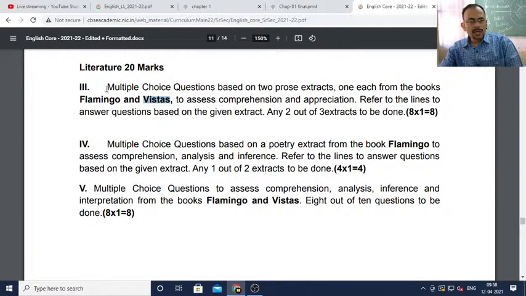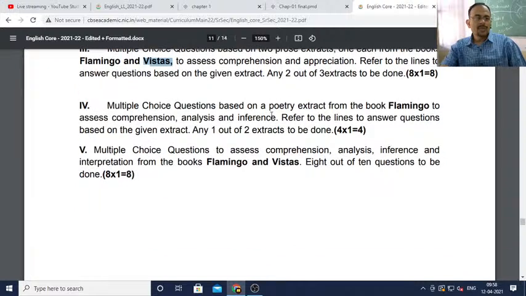Question number 3 will comprise multiple choice questions from Flamingo and Vistas, with any 2 out of 3 extracts to be done. It means you'll be given 2 extracts of 4 marks each, one from Flamingo and another from Vistas, and you need to attempt both. Then question number 4 will comprise again multiple choice questions based on poetry. Each extract will comprise 4 questions and 4 marks as well.